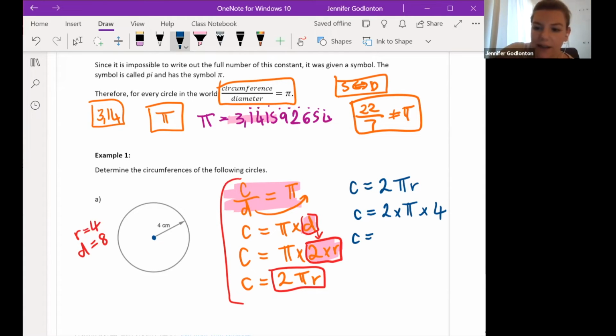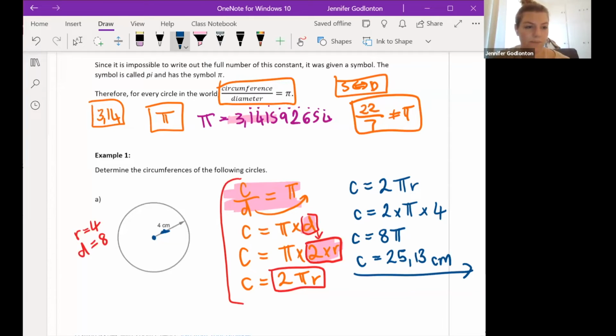Exactly. Okay, but I don't want it as 8 pi. I want it as a decimal, so I'm going to push the button S to D, and I'm going to get 25,13. Then I need to be careful with my units. We're dealing with centimeters, so I'm going to write centimeters, and that's going to be my full answer. That's all we would have to do.